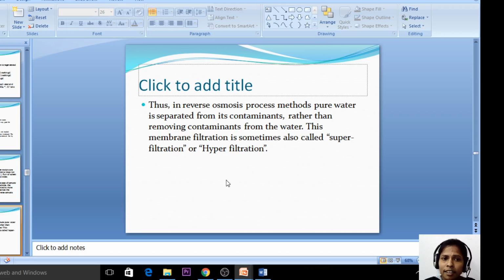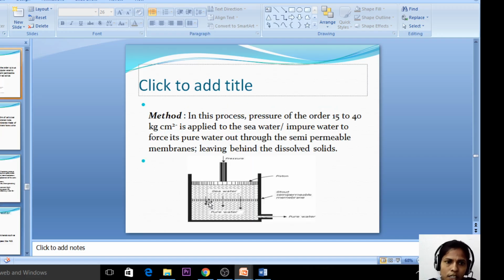And what is happening in the reverse osmosis process? Separating the contaminants in the water rather than removing the contaminants in the water sample. So now let us see the process of reverse osmosis. The method: in this process, a pressure of 15 to 40 kg per centimeter square is applied to the seawater or impure water to force its pure water out through the semi-permeable membrane, leaving behind the dissolved solid.